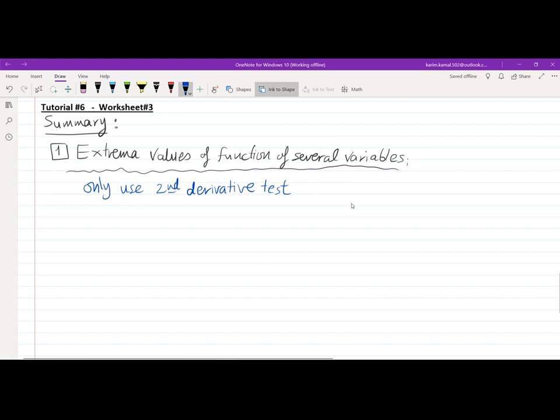But this method is applied only for functions of two variables only. I mean, if you have a function of three variables, we have to make it only in two variables. I mean, f of x and y only.